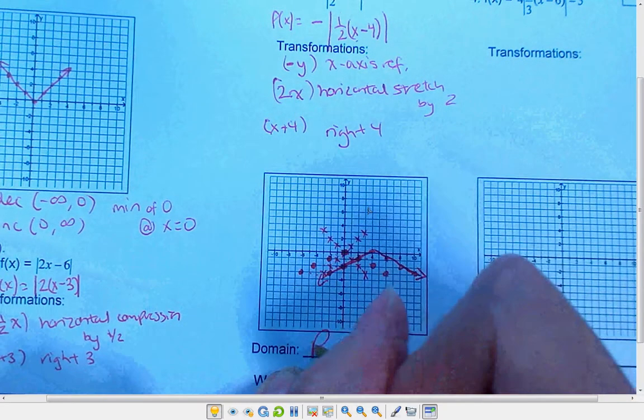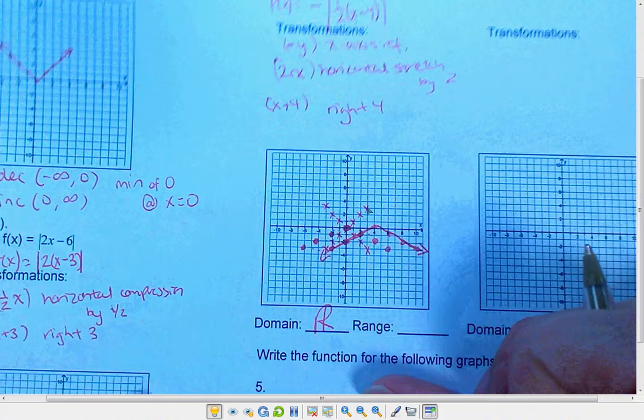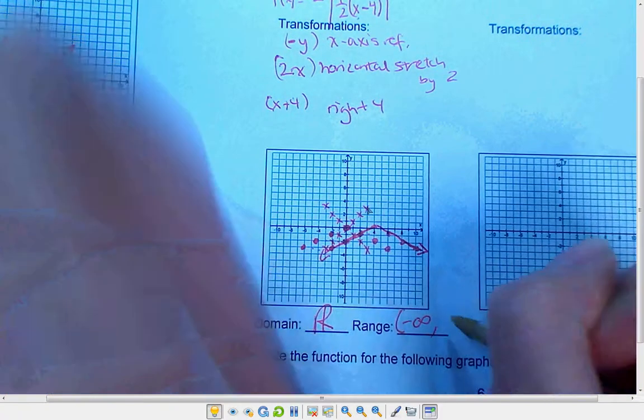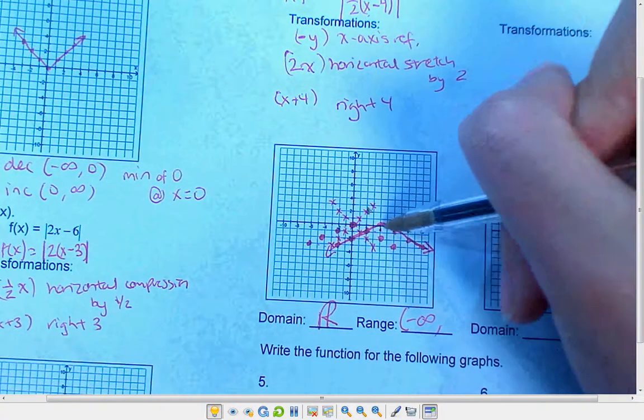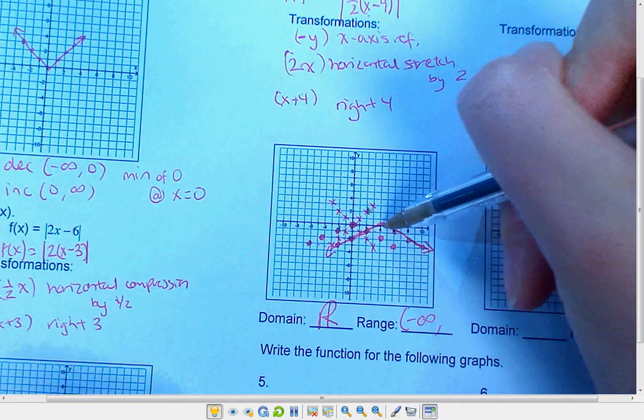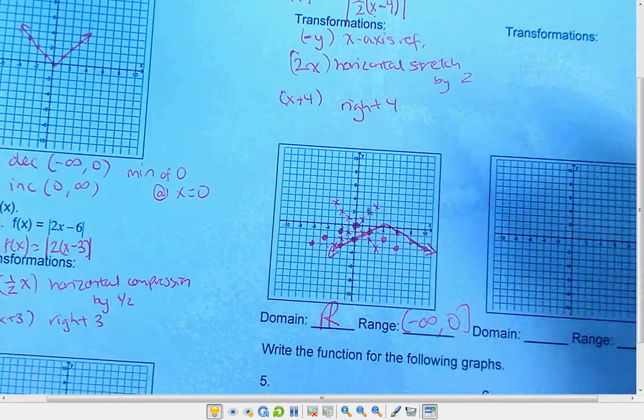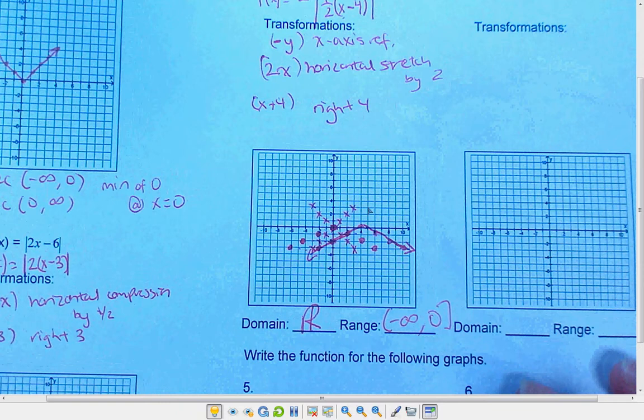Okay, so our domain is again all real numbers, left to right, goes on forever. Our range in this case is pointing down, so negative infinity, and it stops at, this is my topmost point, which again, be careful, your y value here is 0. It's not 4, 4 is your x. So negative infinity to 0.